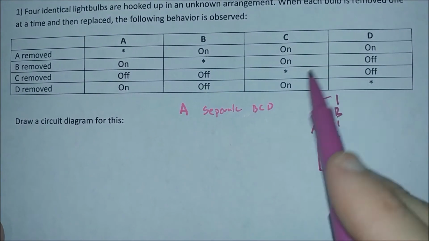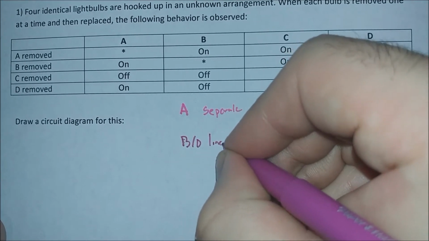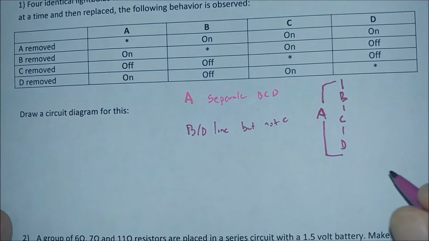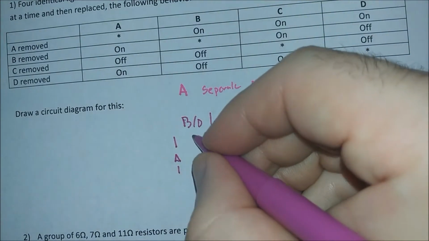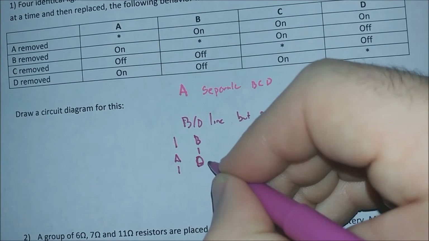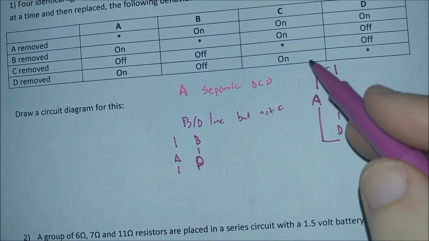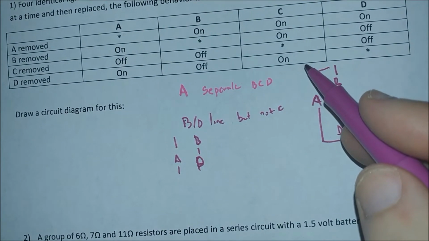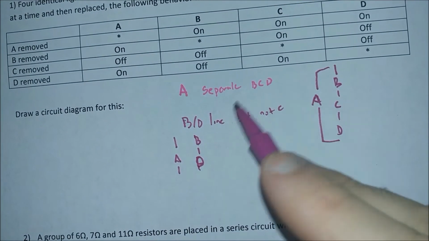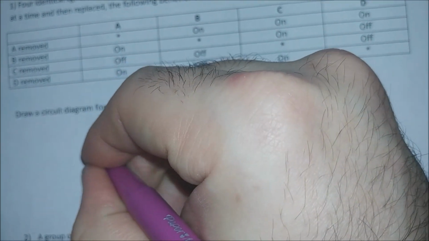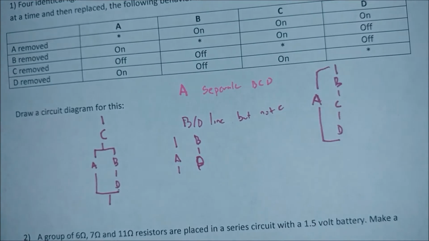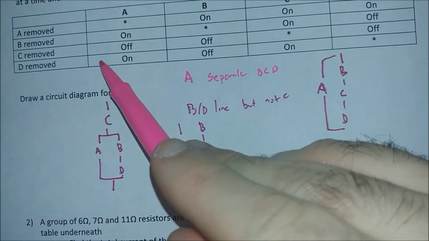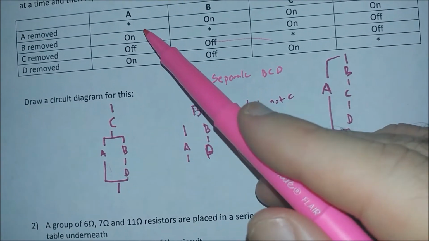But when B is off, A and C are on, but D is off. So that means B and D have to be in a line. So maybe it looks more like that. But now, when C is off, the rest go off, which means C has got to be part of the main path. So this is what I get right here, which makes sense. If C dies, they all die.